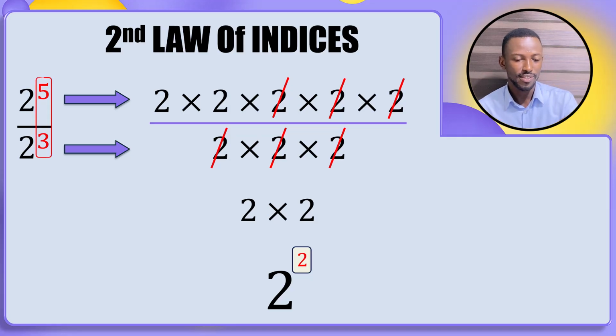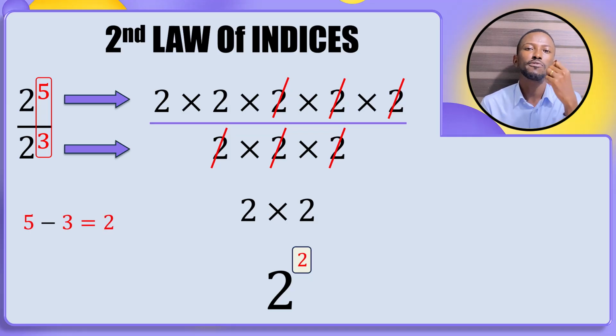Look at the original fraction I gave you, 2 to the power 5 divided by 2 to the power 3. Look at their powers. The powers are 5 and 3. Got it, right? Suppose we pick the first number, 5, and subtract the second number, 3. What do we get? We get 2. So 5 minus 3 is 2. Do you see that?